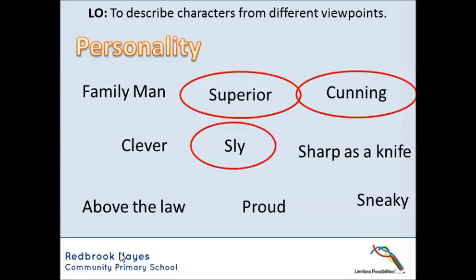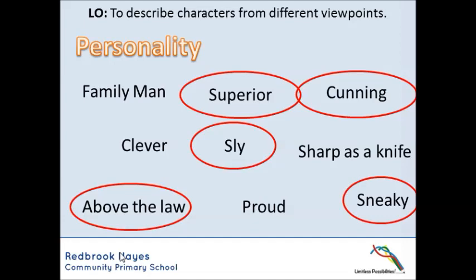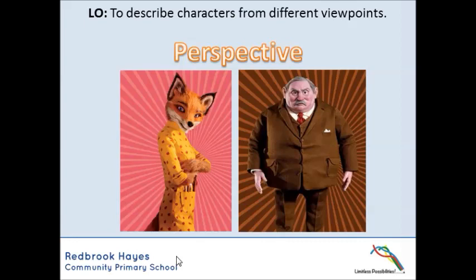My next one would be sly. Again, a little bit like cunning. It means you're being a bit sneaky and perhaps not being the kindest person that you could be. So that would make me not like you. Oh, this one definitely. Above the law. So thinking that the rules don't apply to them and they can do whatever they want. That would definitely be one that I would choose. And the last one I spotted on there would be sneaky. So I think that they might say that they were a sneaky character if they didn't want us to like him.